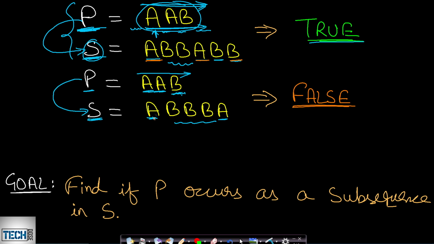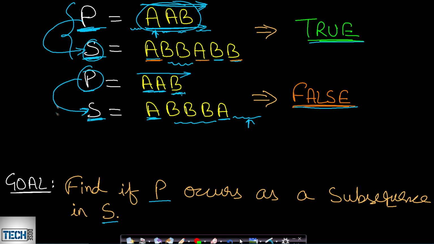But if you take two A's in S, this is the first A, this is the second A, then there is no B. There is no character at all on the right hand side. There should be at least one B to cover this P. So this P is not present as a subsequence in S. Therefore, in this case, we will be returning false. So our goal in this case is to find if P occurs as a subsequence in S. Okay, so I hope you understood this entire problem.